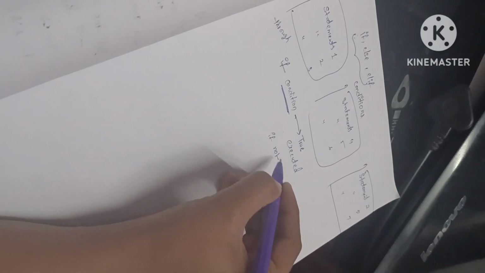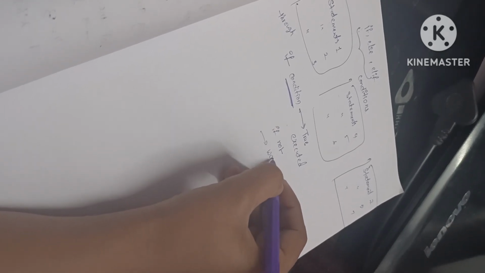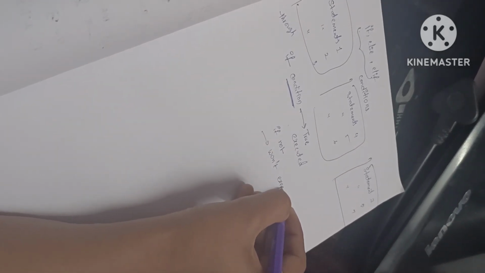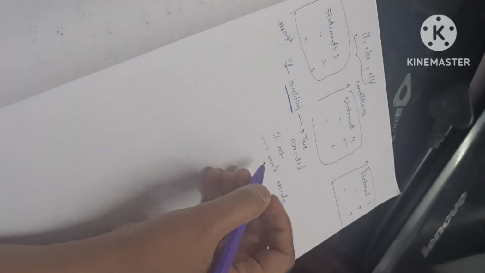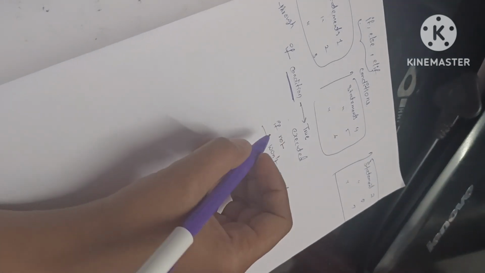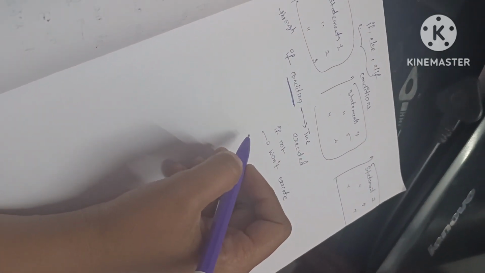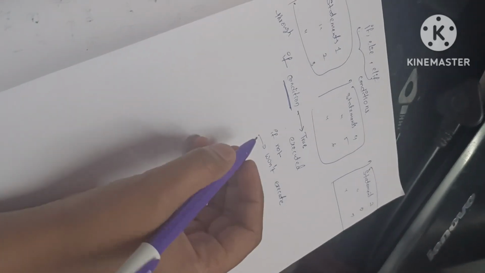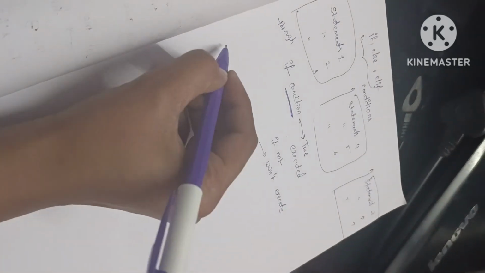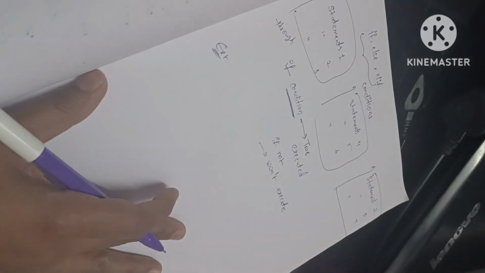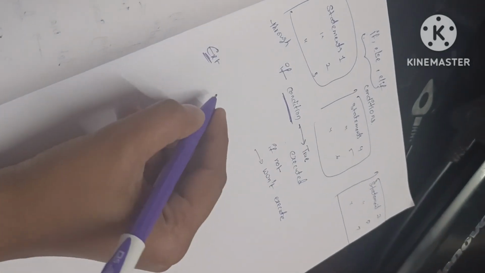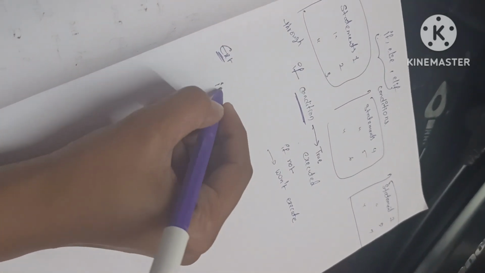Finally, if is followed by some condition. If that condition is true, that block will be executed. If not, it won't execute. So is it clear, guys? This is what the if condition is about. So let me take one example.